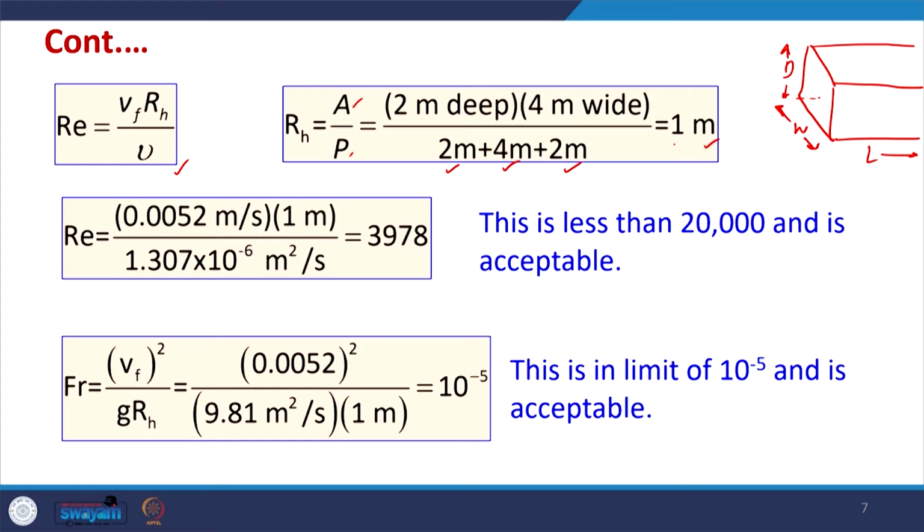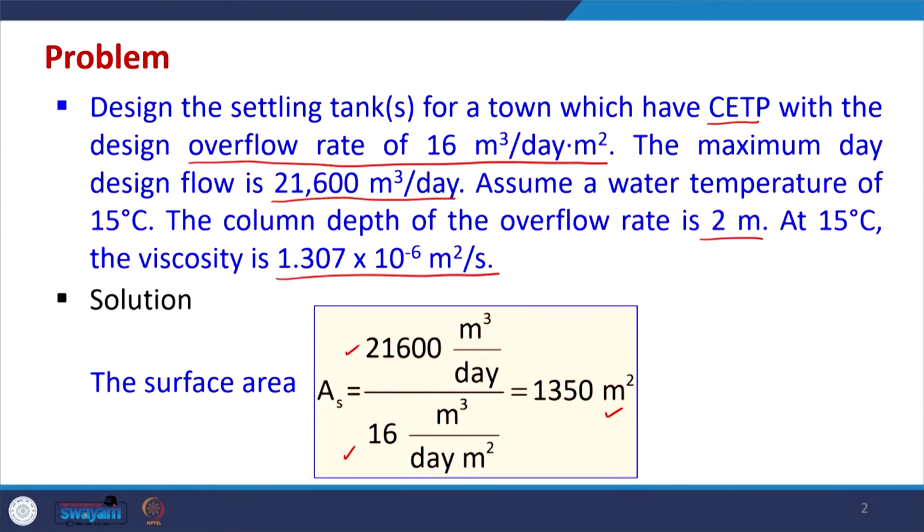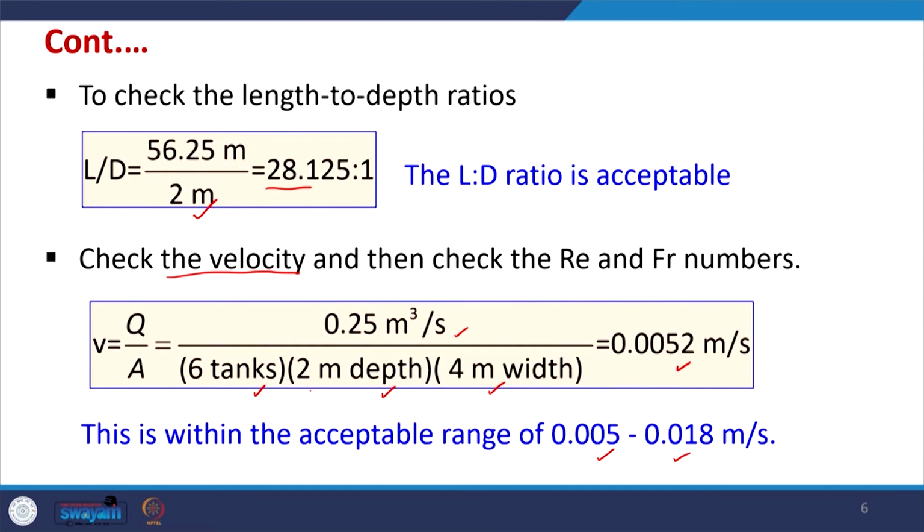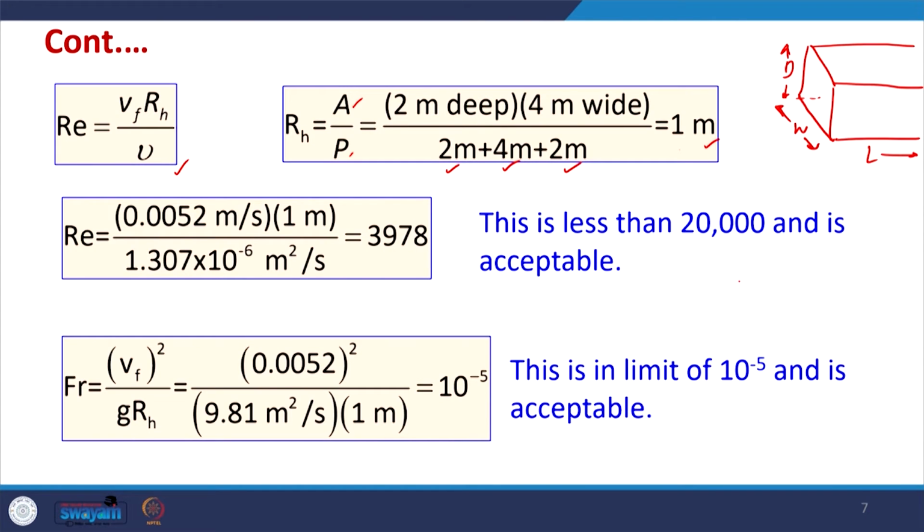Now, once this RH is known, we can calculate the Reynolds number, because we know the flow velocity, we know the RH, and we know the viscosity also, which is given in the problem itself, or which can be found separately by knowing the density and viscosity parameters. Now, if you put all the values, we will calculate it to be 3978, which is less than 20,000 and may be considered acceptable.